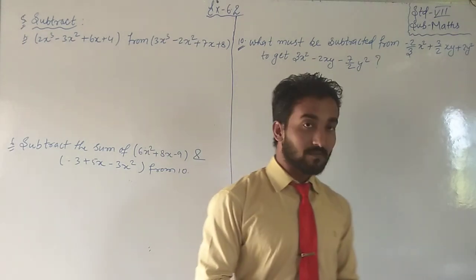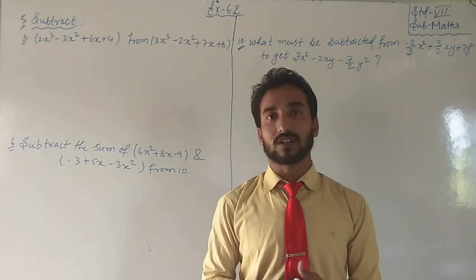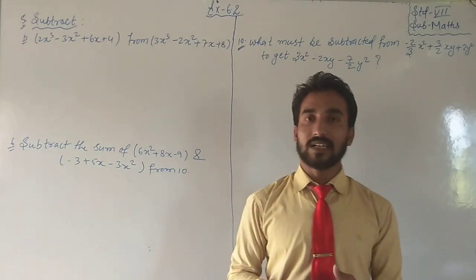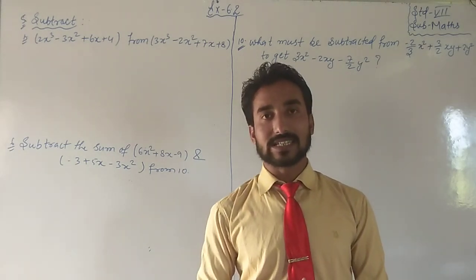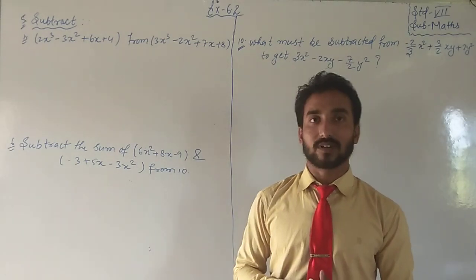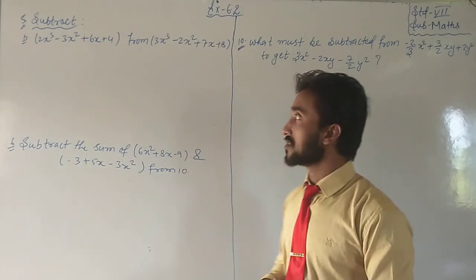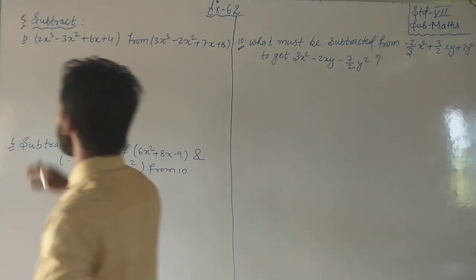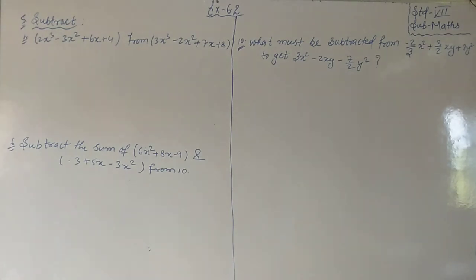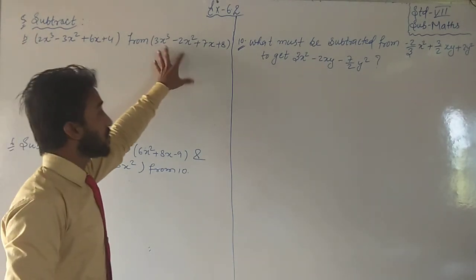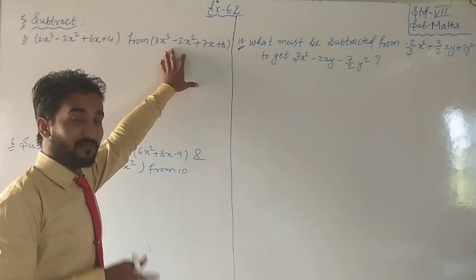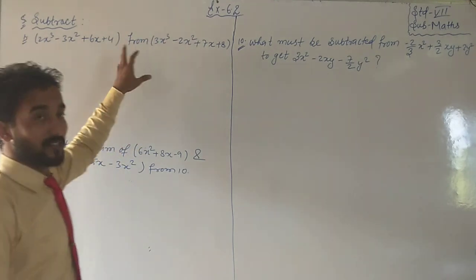And before proceeding, what do we have to do? Simply use your headphones for better listening and experience, and take out your textbook and get ready for today's class. So students, see, question number 5 is given: subtract. Subtract means, as in the previous video, how to subtract. Students, be careful. In subtraction, what will we do? Whatever numerical value is given in the "from" part, that we will write first.